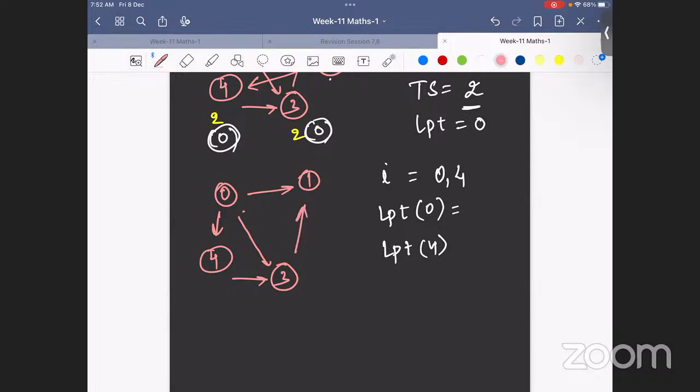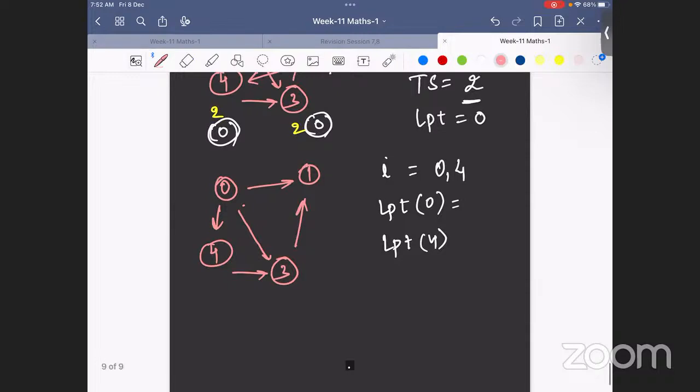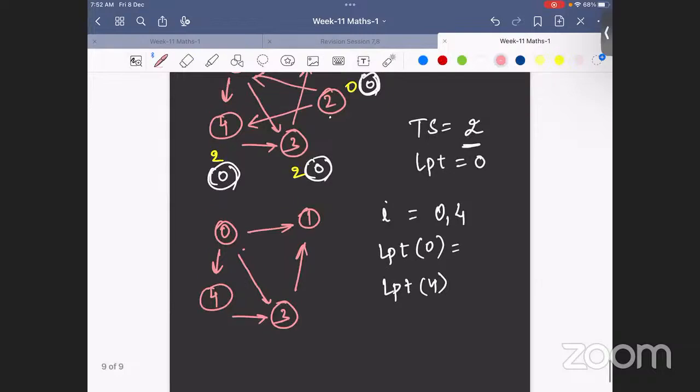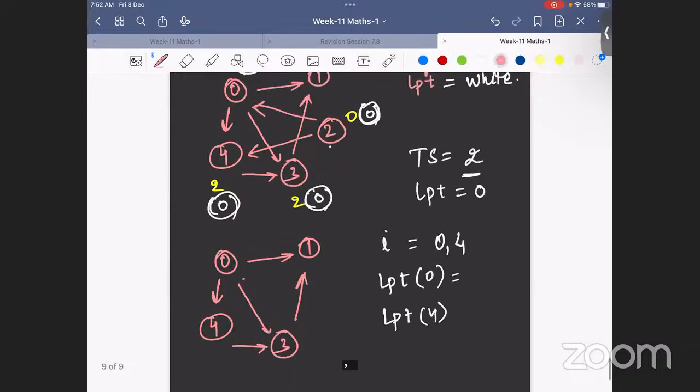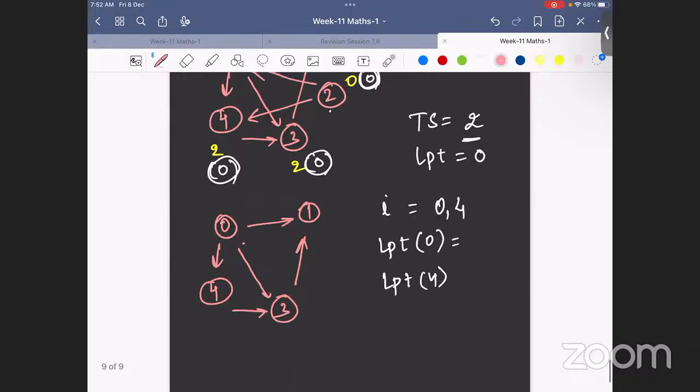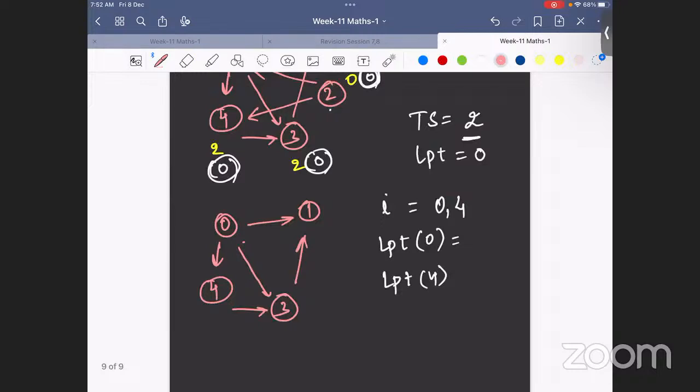Okay, I can remove it from here, but you have to update something. What do you have to update? You have to update the in degree and also update the longest path to the vertices which were adjacent to 2. What were the vertices adjacent to 2? 0 and 4. So you have to update the value of LPT of 0 and LPT of 4, along with updating the value of in degree of all other vertices.